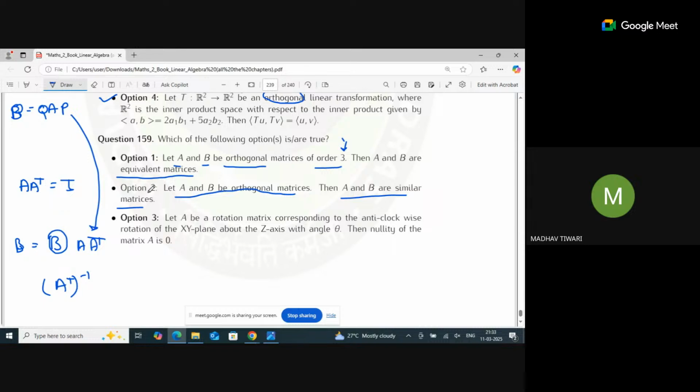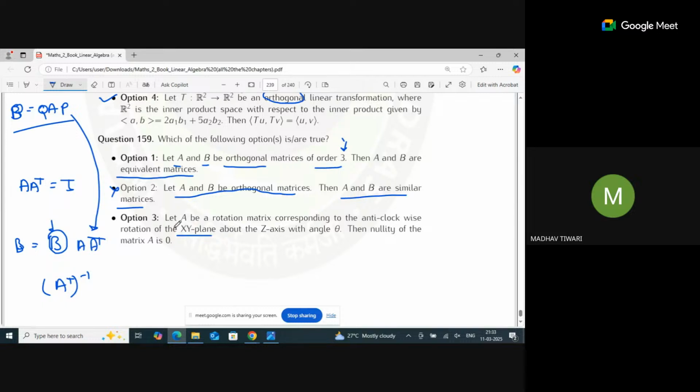Okay, so that's why this is wrong. In this part, we can apply this, but we can't say that B will be the inverse of this, because it is not possible. Maybe we are having different types of orthonormal vectors inside them. So that's why. Next is AB, a rotation matrix corresponding to anti-clockwise rotation with respect to the XY plane.